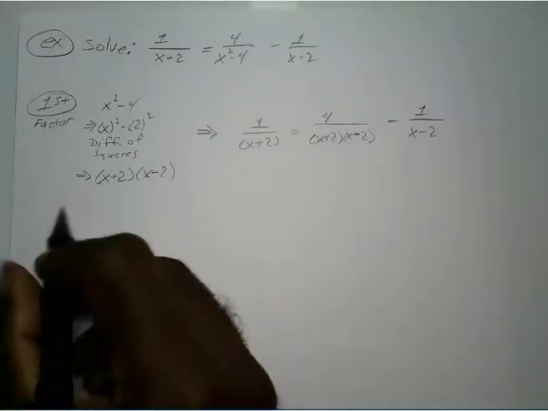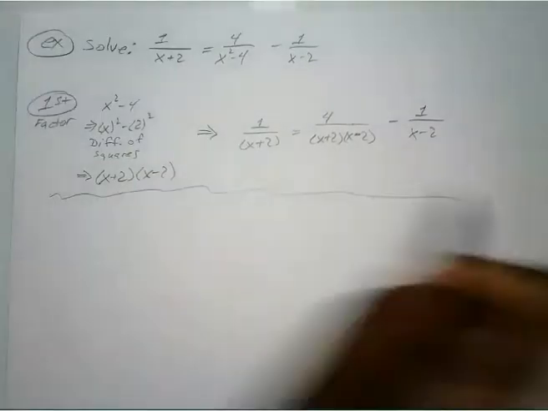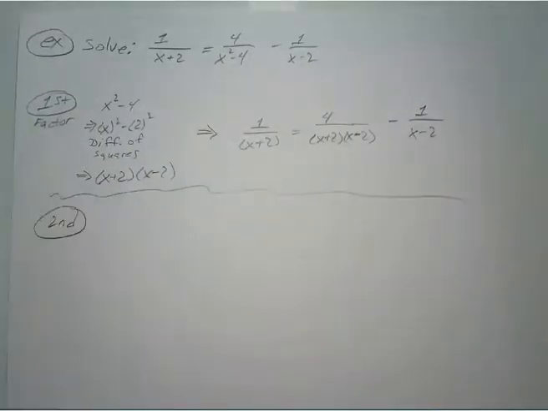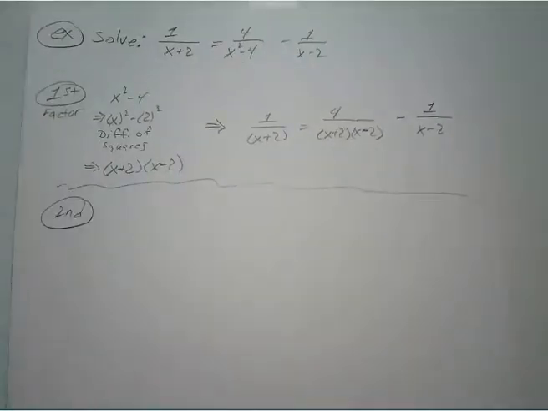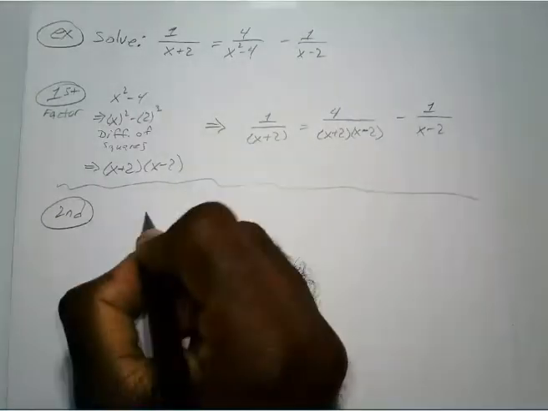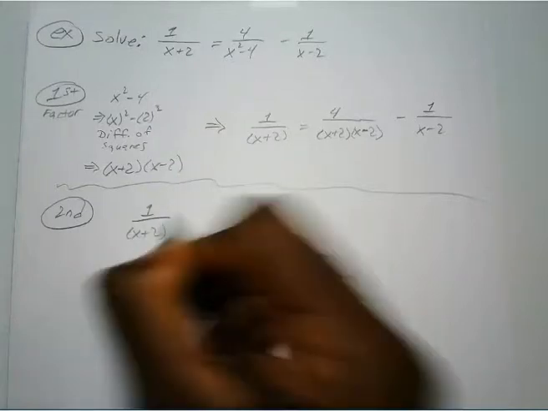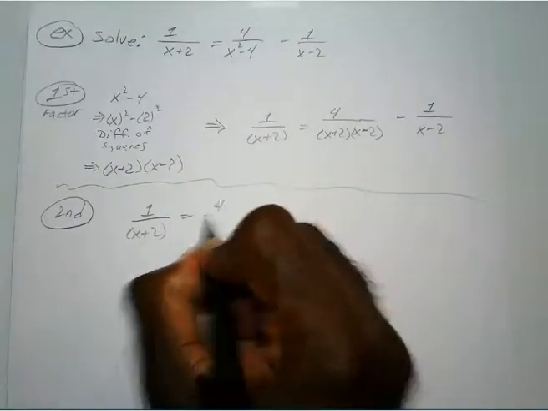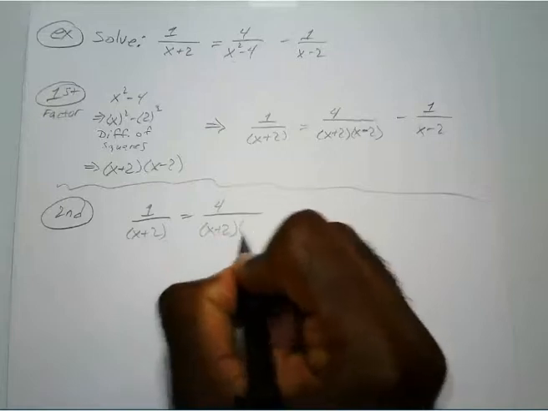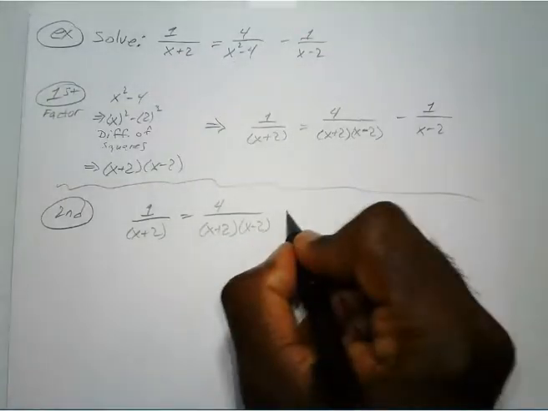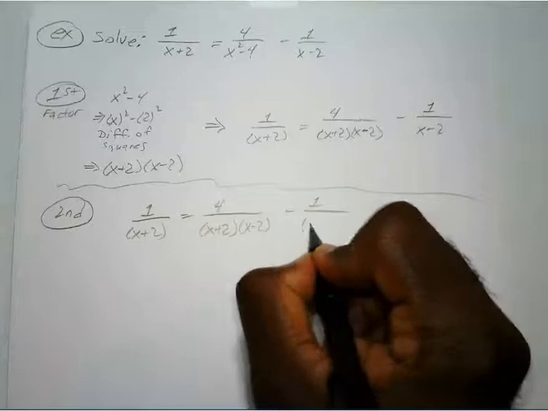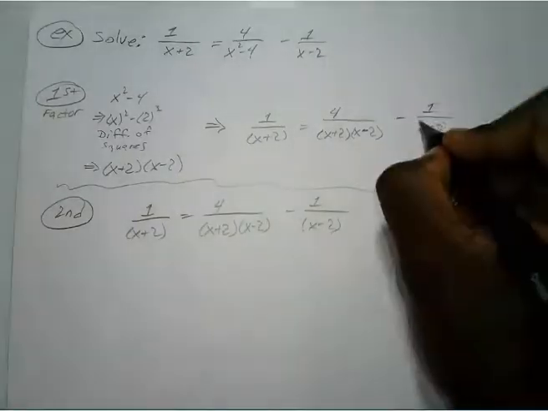Now we go to our second step, where we match up our denominators, which if you wanted to, you could go ahead and do in the previous step. I'm just breaking it down. When you're used to it and comfortable with it, you'll do a lot of these in a much shorter time. So we have 1 over x plus 2 equals 4 over x plus 2 times x minus 2, minus 1 over x minus 2. Go ahead and put that in parentheses up there.